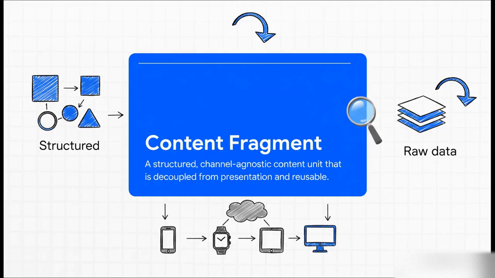So what really is a content fragment when you get down to it? Well, it's basically a piece of content that follows three key rules. First, it's structured, meaning it always follows a predictable pattern. Second, it's channel agnostic, which is just a fancy way of saying it has zero idea where it's going to be displayed. And most importantly, it's completely decoupled from presentation. It's just pure, raw data, ready for you to use however you want.